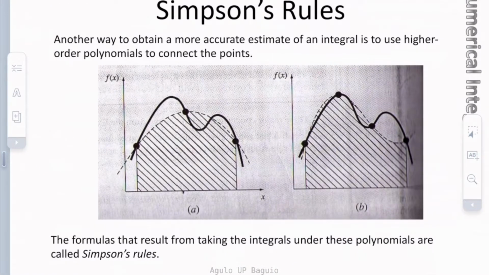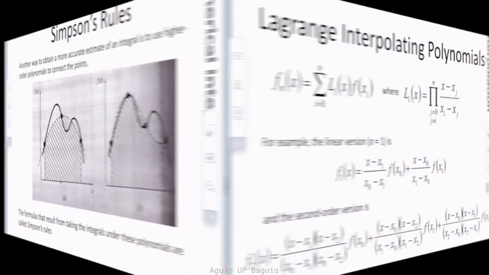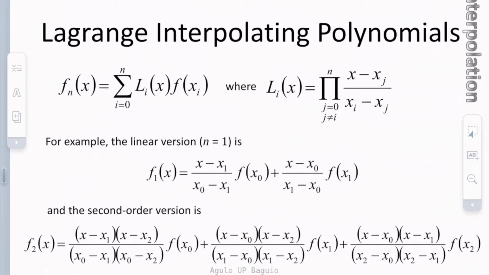Another way to obtain a more accurate estimate of an integral is to use higher order polynomial to connect the points. The formulas that result from taking the integrals from these polynomials are called Simpson's rules. To be able to use the Simpson's rules, we use the Lagrange interpolating polynomials. The Lagrange interpolating polynomial is simply a reformulation of the Newton polynomial that avoids the computation of divided differences. It can be represented concisely as shown.